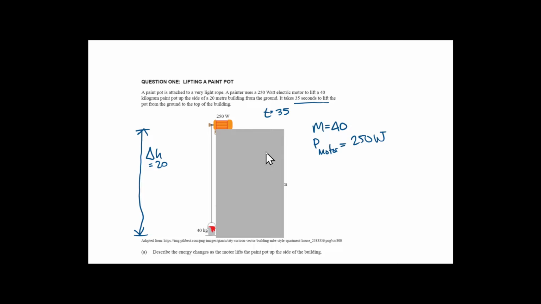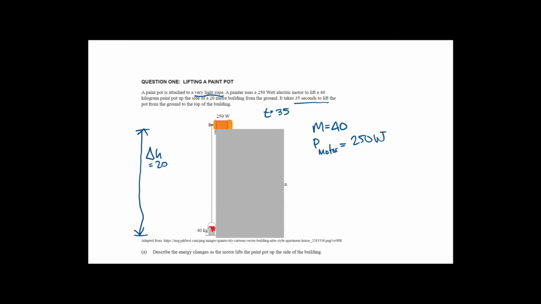Well, there's a couple of things that are happening here. So we're going to presume as well, by the looks of it, a very light rope. Okay. So it tells us that there is a very, very light rope. So we're saying that the mass of the rope here is negligible. And it looks like it's on some sort of winding, which is going to complicate things as well. In reality, of course, nothing which is 20 meters long is going to have no mass, but for our sake, we're going to say that it does. All right, describe the energy changes as the motor lifts the paint pot up the building.